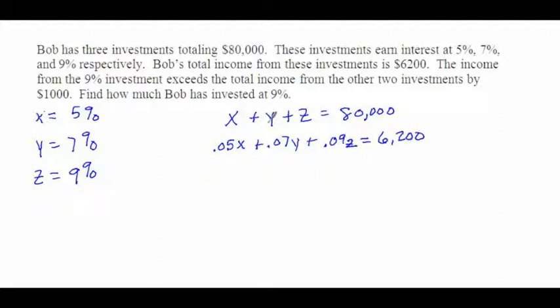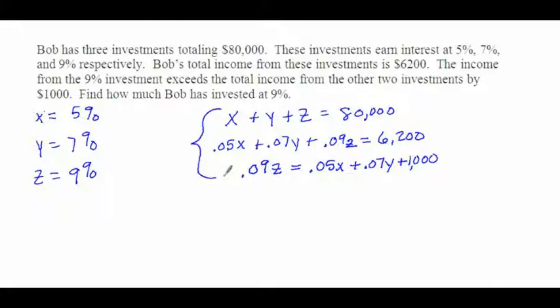Okay, and then it says the income from the 9% investment. So if I take the income from the 9%, which is the 0.09Z, that exceeds the total income of the other two. So if I add 0.05X plus 0.07Y, it exceeds it by $1,000. So I have to add $1,000 to that side.